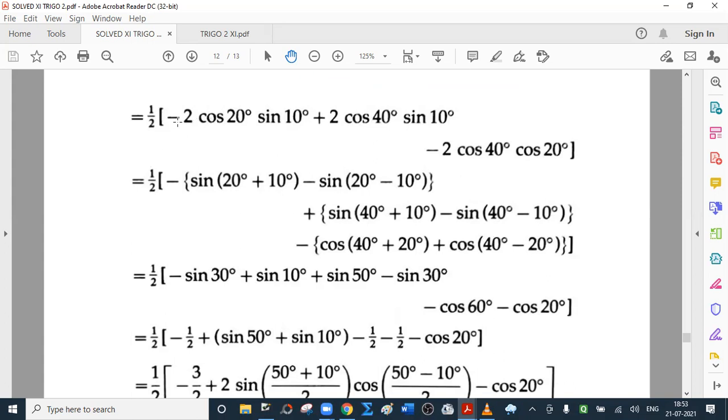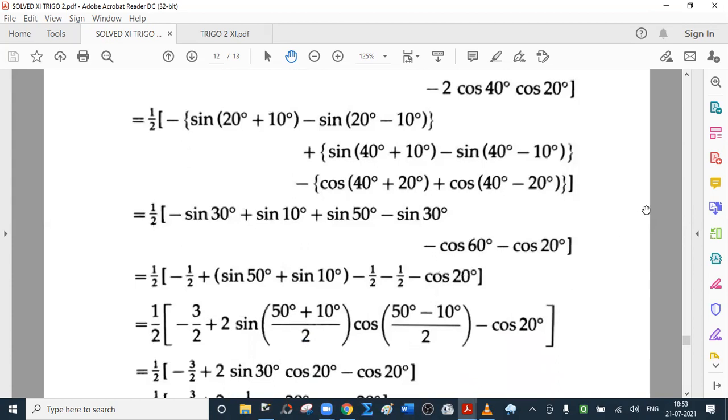Okay. Now, minus, what is 2 cos A sin B? Sin of A plus B minus sin of A minus B. See the cursor. Sin of A plus B minus sin of A minus B, minus in bracket 2 cos A cos B, cos of A plus B plus cos of A minus B. Open the brackets. What is sin 30? It is half. Okay, so just substitute.